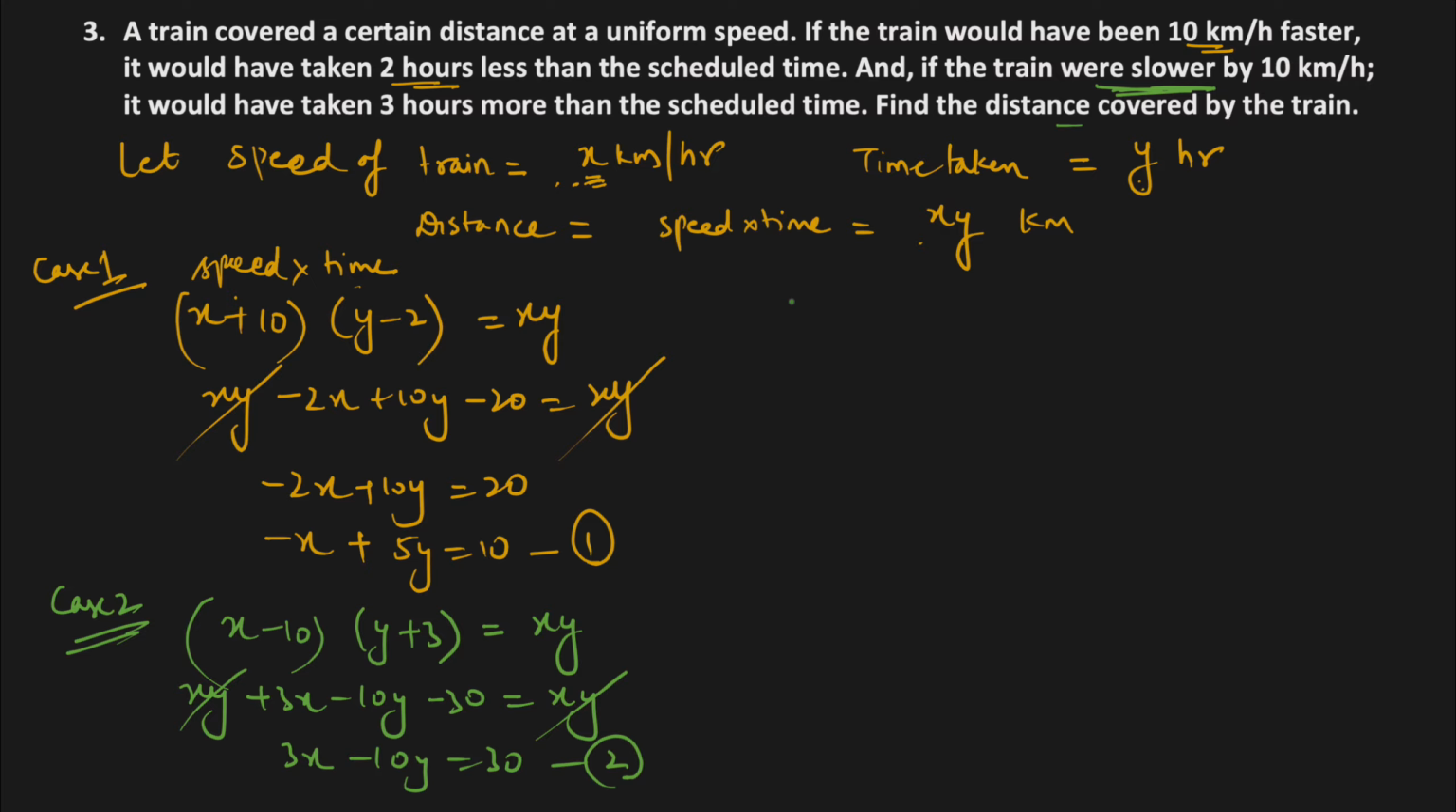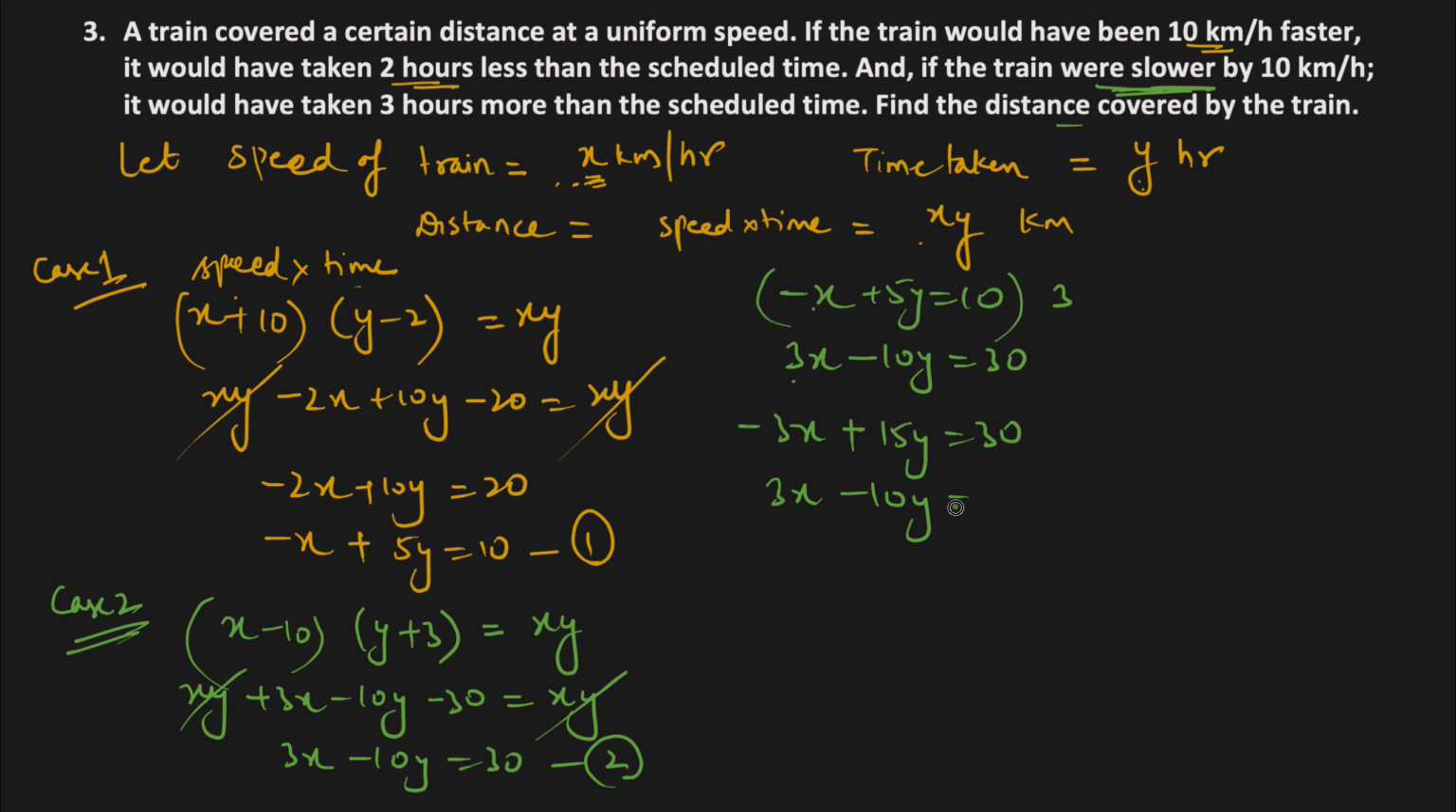Okay, let's write the equations. Minus x plus 5y is 10 here, and 3x minus 10y is 30 here. Now you see here, यहाँ पे it is 1x, it is 3. So just multiply this one by 3 and see what you get. You will get minus 3x plus 15y is 30. And here it is 3x minus 10y is 30.